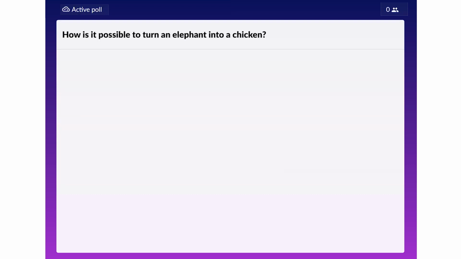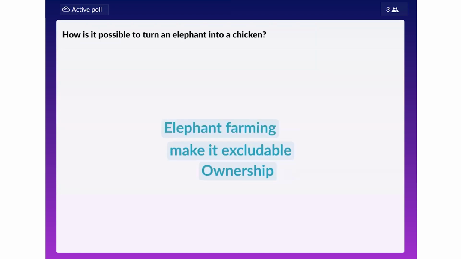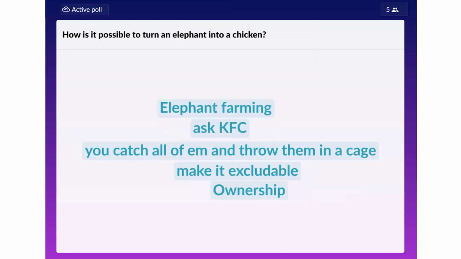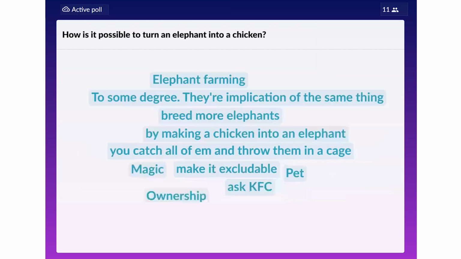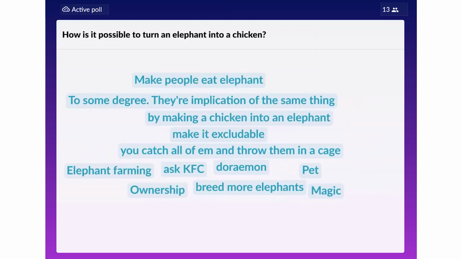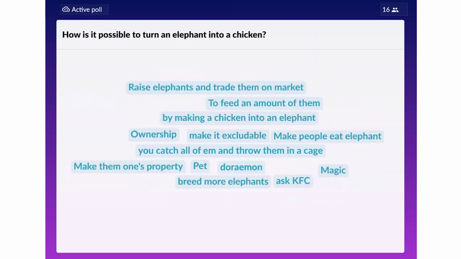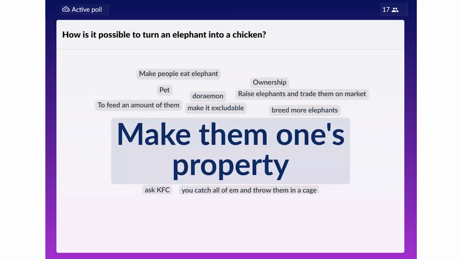Here's the open question. How is it possible to turn an elephant into a chicken? That's the key issue here. This is the open question, so you can type in your answers. Yeah, ownership, make it excludable. Ask KFC, good answer. And throw them in a cage, yeah. Elephant farming, make them one's property. Oh, I love this. Doraemon would solve this problem, or magic would solve this problem.